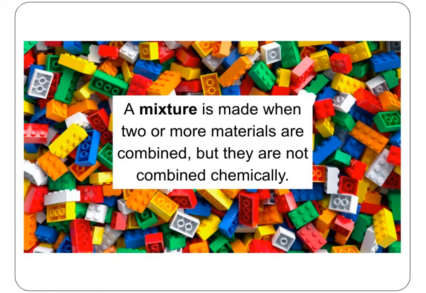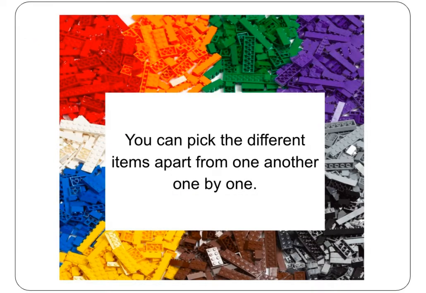A mixture is made when two or more materials are combined, but they are not combined chemically. That means that when you look at the mixture, you can still see each item as a separate thing. You could actually pick them apart and move them into separate piles, like these Legos. But if the mixture is made of small items or molecules, that type of separation would take a long time.